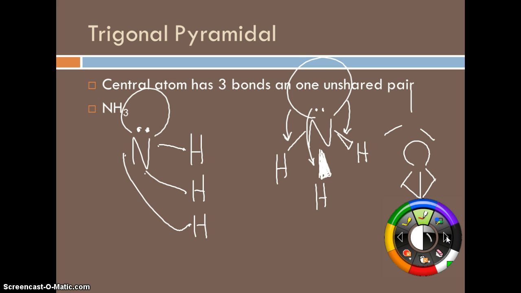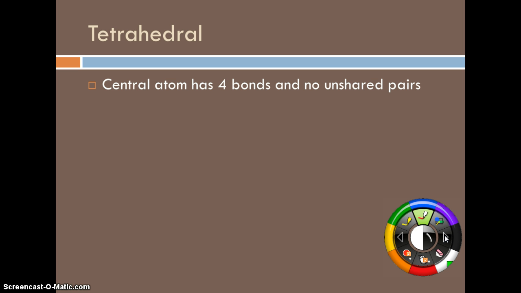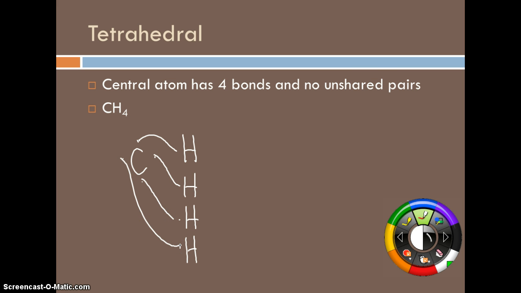Alright, last shape is tetrahedral, and we know tetra is 4, so this one's going to have 4 bonds. No unshared pairs. The most anyone can hold for this class is 4 bonds. So your central atom is going to have 4 bonds and no unshared pairs. So if we look at CH4, which we know is methane, carbon has 4 valence electrons. We have 4 hydrogens. Each one has 1 valence electron.